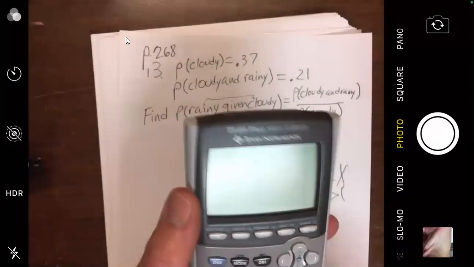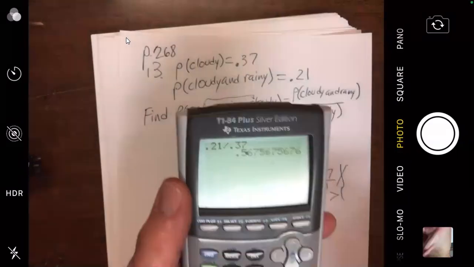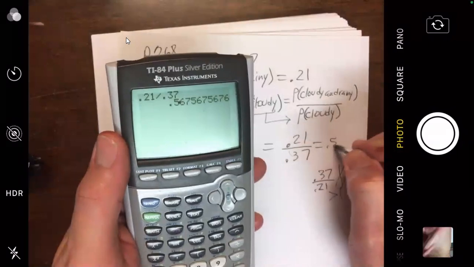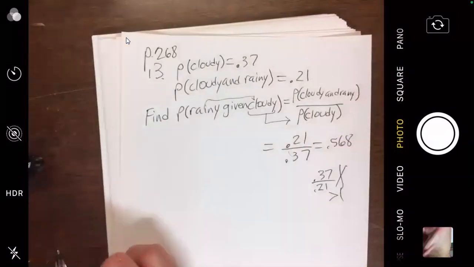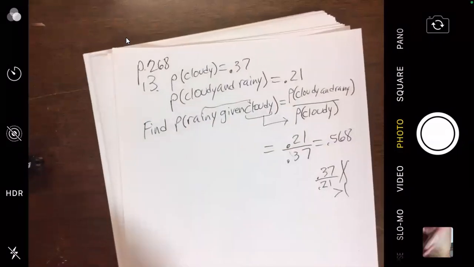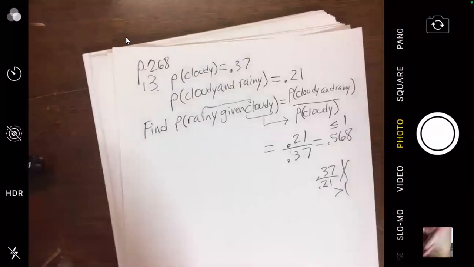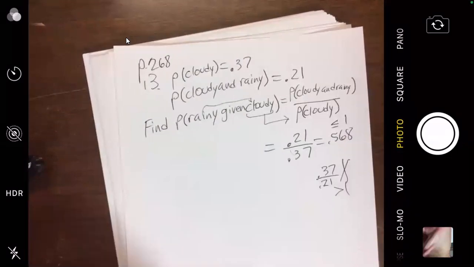So 0.21 divided by 0.37, 0.567. I'll call it 0.568. Questions about that? Less than or equal to 1, as it should be. Now you can still screw it up and come out less than or equal to 1, I suppose. But if you're coming out bigger than 1, you're definitely screwing it up.